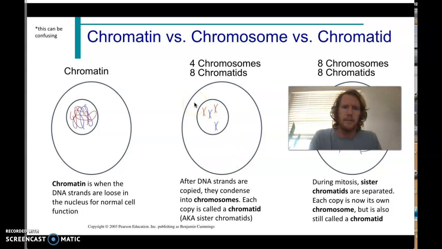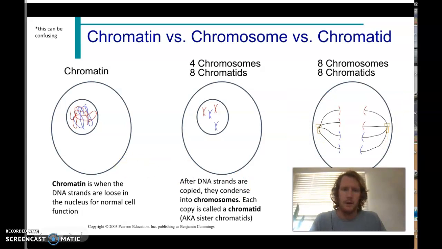So a couple vocab things to look at here, which can be a little bit confusing. So I'll move my camera here in a second. But on the left, we have the DNA. When it's loose, it kind of looks like spaghetti in the nucleus. This is when the cell is just doing its normal function. We call it chromatin. Okay, so chromatin is when it's loose. All right. After it's replicated, before the cell can split, the DNA condenses into these tightly packed things of DNA. Okay, the tightly packed things of DNA are called chromosomes.